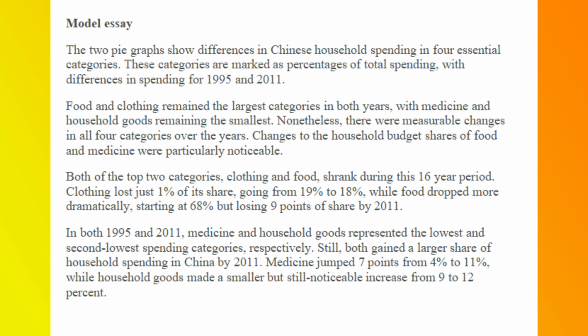Medicine jumped 7 points from 4% to 11%, while household goods made a smaller, but still noticeable increase from 9 to 12%.